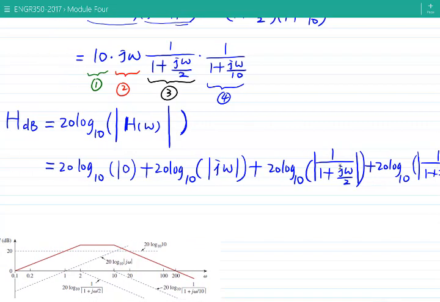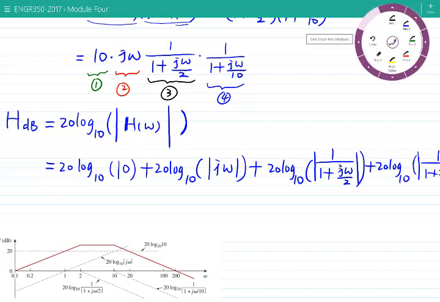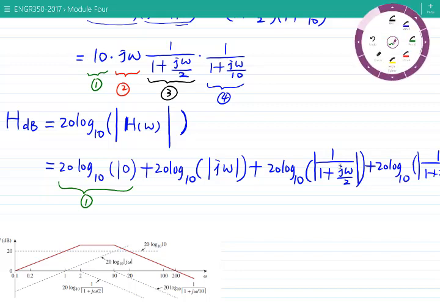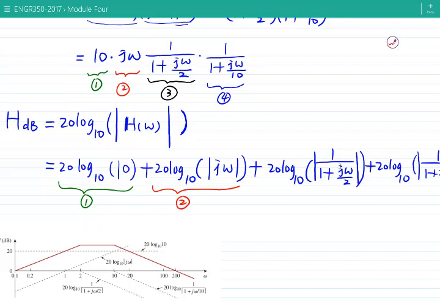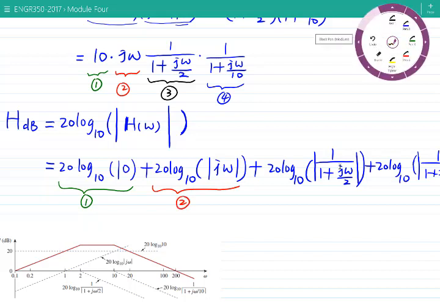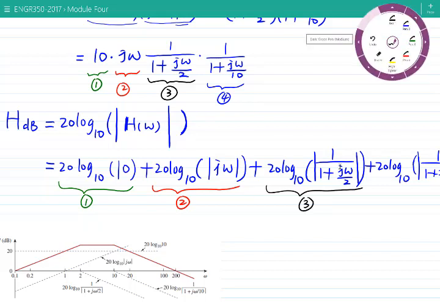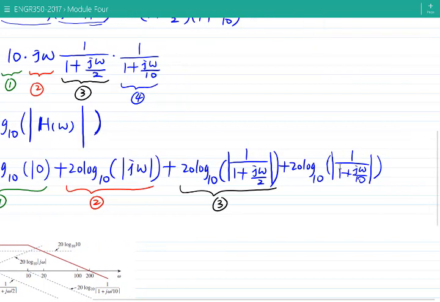So the next step: here we can see this is the dB value for the first factor, this is the dB value for the second factor, this is the dB value for the third factor, and this is the dB value for the last factor.